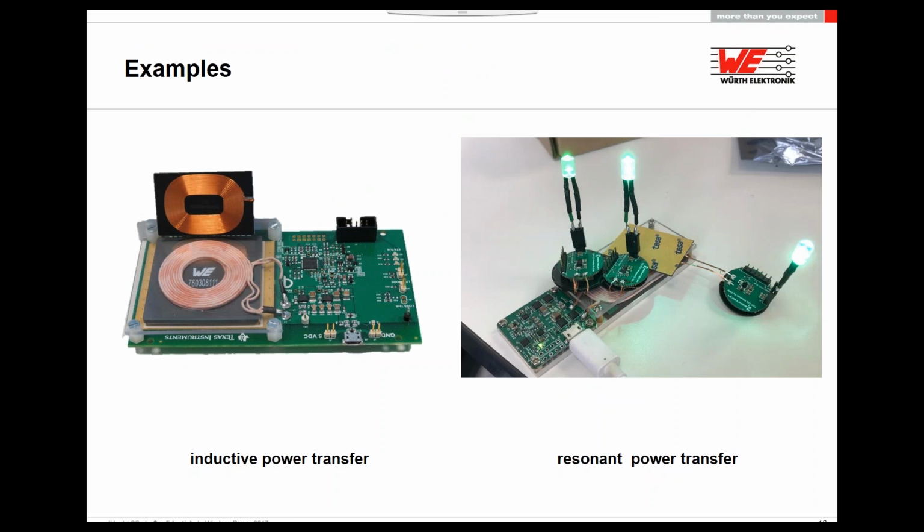Here we see two application examples from these two main technologies. On the left side, you see inductive power transfer, and on the right side you see resonant power transfer. Inductive power transfer is currently the most widely adopted technology, mostly due to its high efficiency. But on the other side, this technology requires precise alignment of the two coils. When it comes to resonant power technology, this requirement is not that stiff. It is possible to charge more devices at the same time.